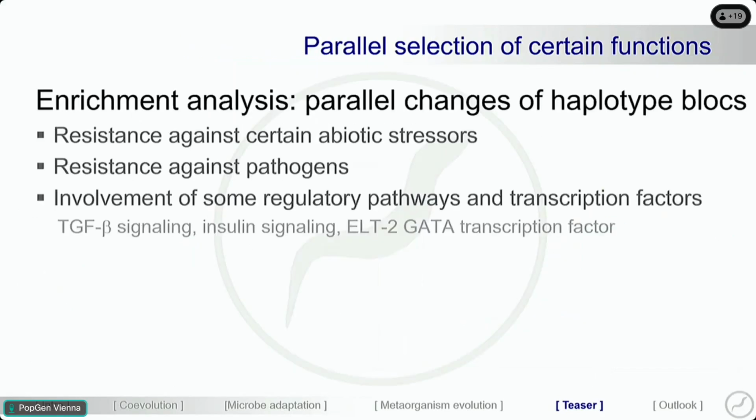Last but not least, in the cases where we saw parallel changes, we then did an enrichment analysis using our taxon-tailored database for this analysis. And we could show, or infer, that the genes that we find in these significantly changing regions are enriched for genes that are involved in resistance against abiotic stressors, and again, only certain abiotic stressors, resistance against pathogens, and we could also show that certain regulatory pathways, especially TGF-beta signaling, seem to be involved in these kinds of responses.